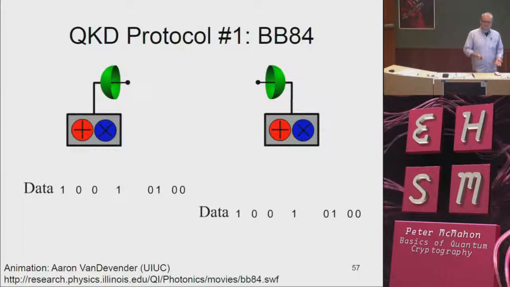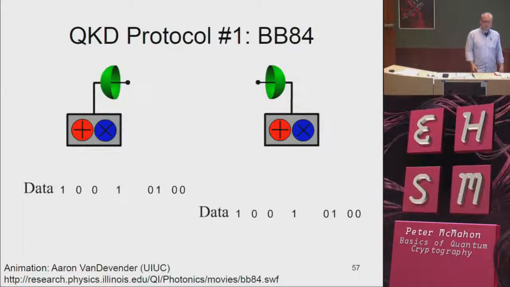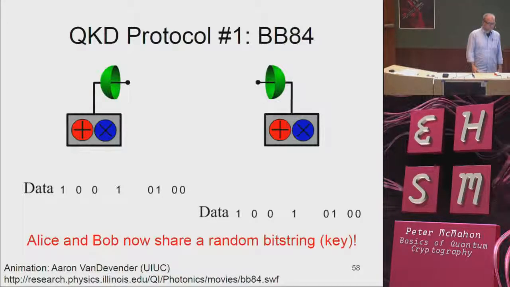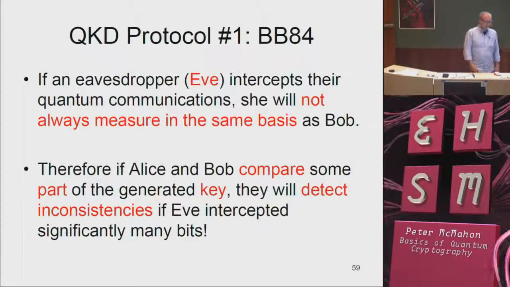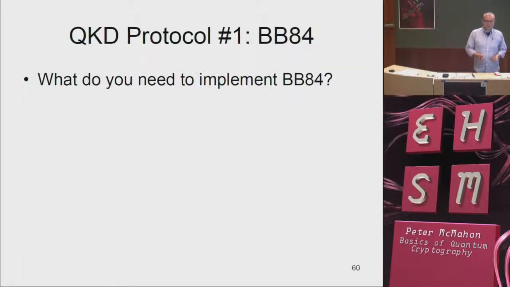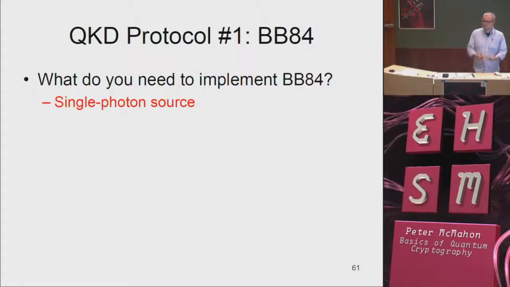And once Alice and Bob have agreed over this classical channel that none of the parts of the key that they shared are different, they can then conclude that there was no eavesdropper, and then they can safely use the rest of the string as a private key, or a set of private keys. So that's a pretty neat protocol, and it doesn't really use very much that's fancy. All you really have to implement a very basic version of it is a single photon source. So you need something that makes single photons.